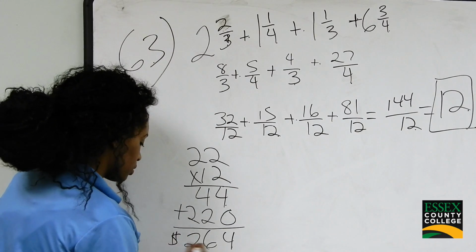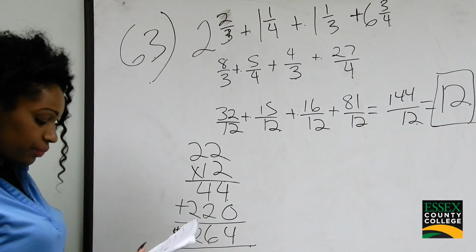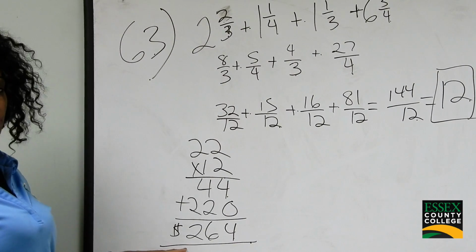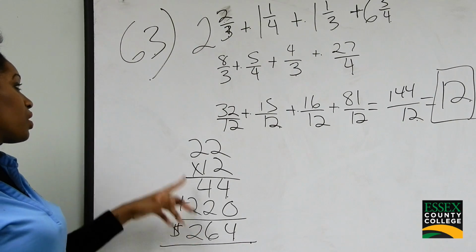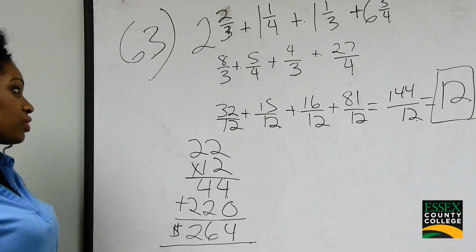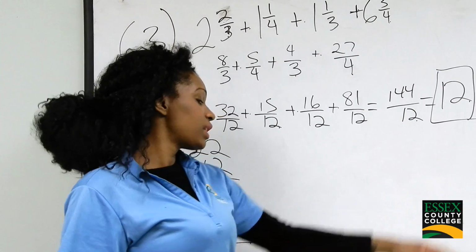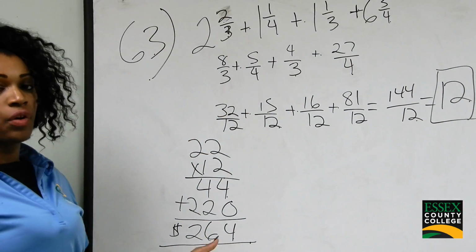Fred's total overtime pay for the week is $264. So the final answers for number 63 are 12 hours of overtime and $264 of overtime pay.